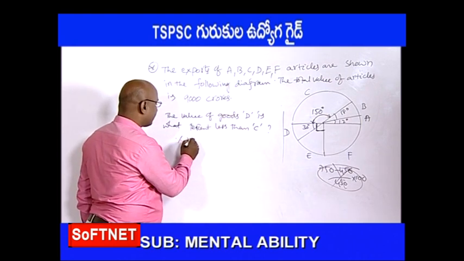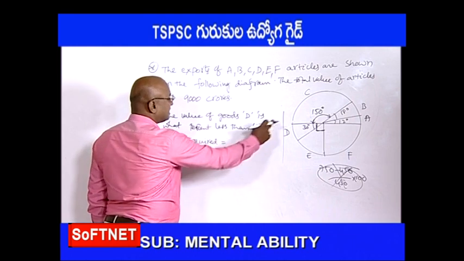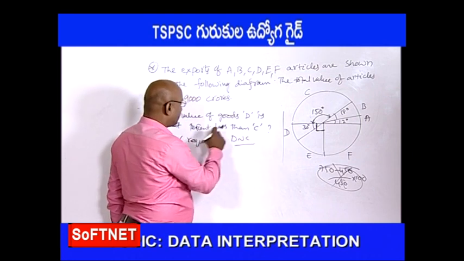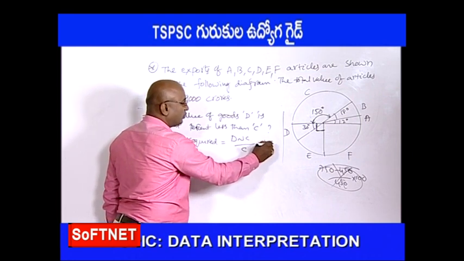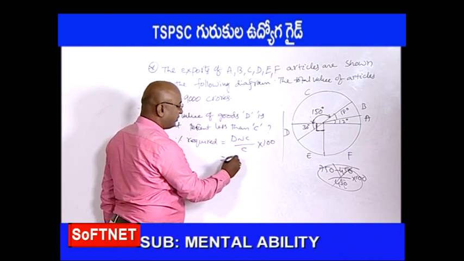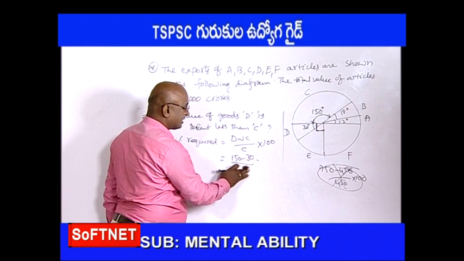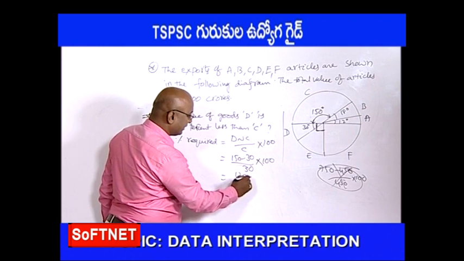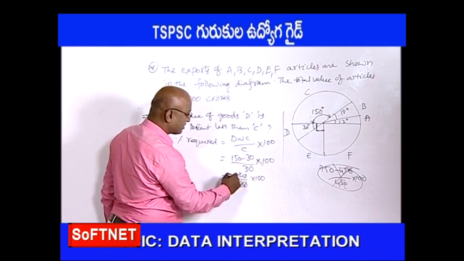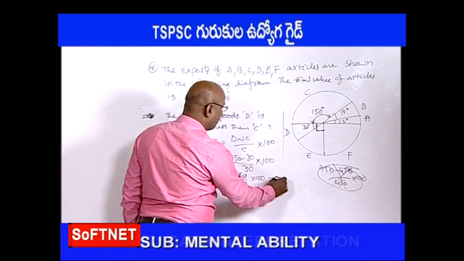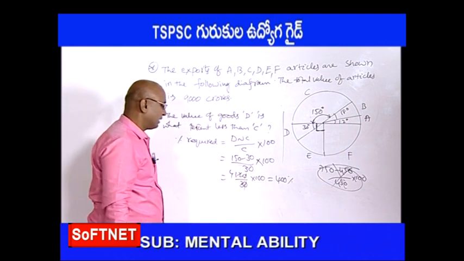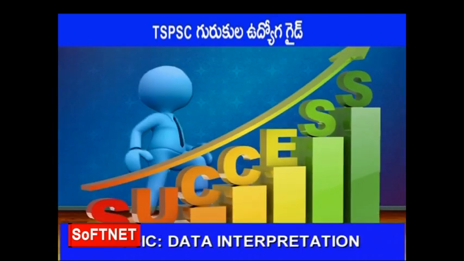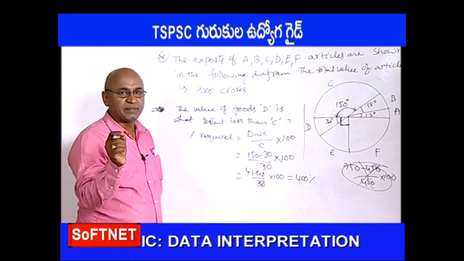So percent required is equal to change in the value or difference in the value. What is the difference? D difference C by, with what we are comparing, C by C into 100. That is equal to D difference C, 150 minus 30 by C, that is equal to 30 into 100. So 120 by 30 into 100. So 0, 0, 3 ones, 3 fours. So 4 into 100 is equal to 400% more. Correct? So the value of D is what percent more than C? It is 400%. The same problem without putting a pen on the paper, we can do the same.